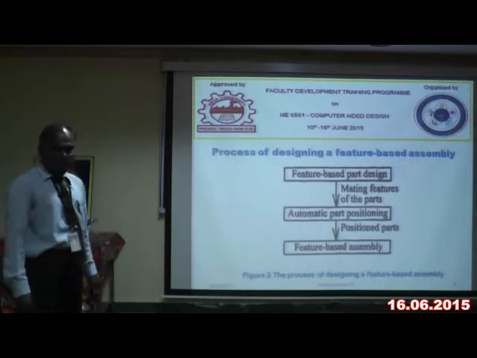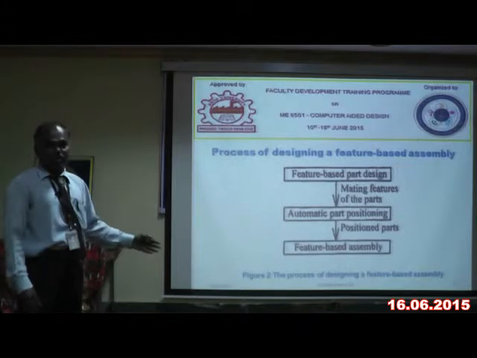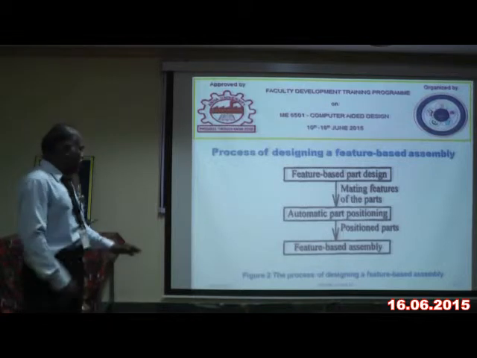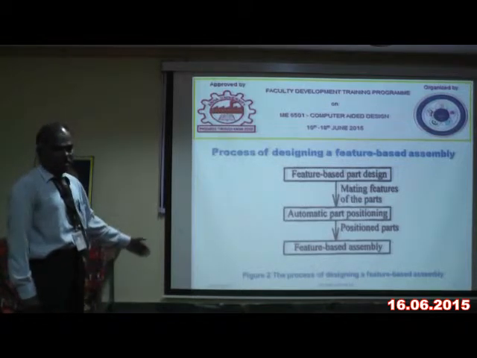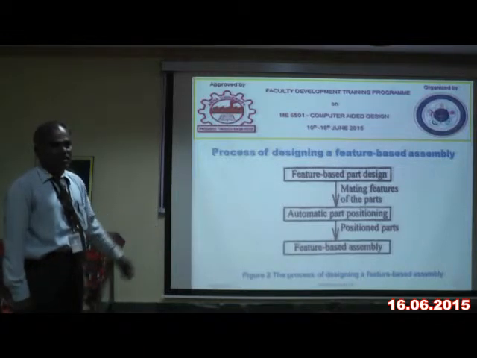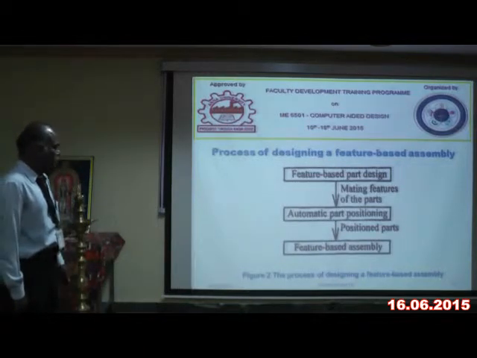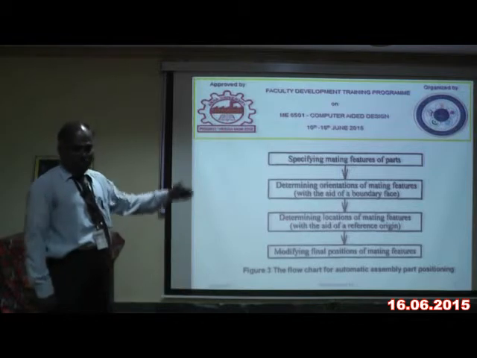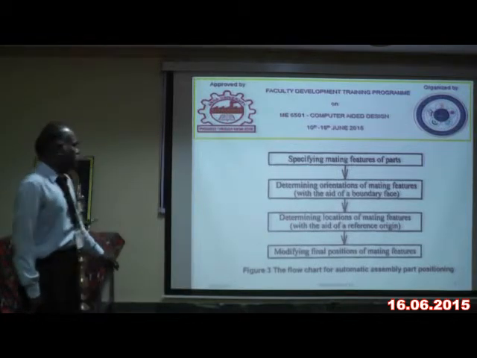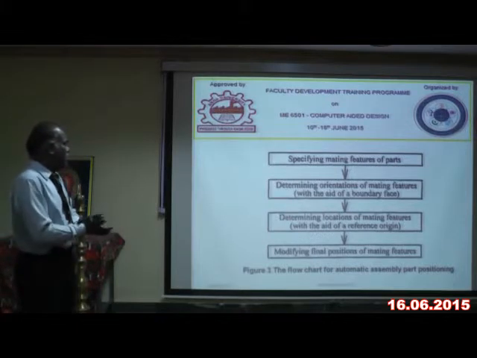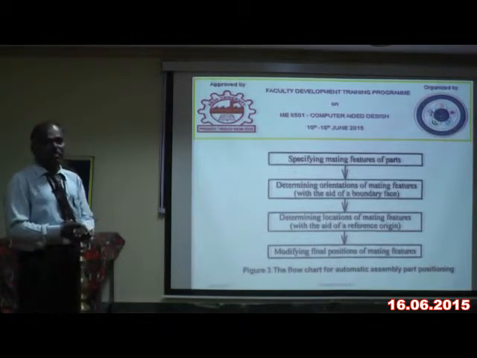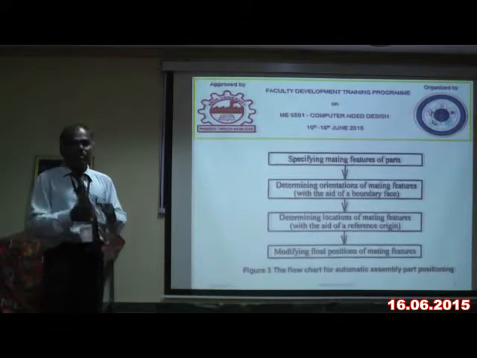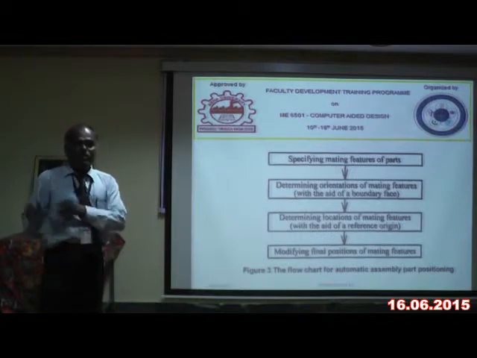And then automatic part positioning, the positioning of the various parts, and then feature-based assemblies. These are the process of designing feature-based assemblies, the initiate process. This is the flow chart, automatic assembly. This is the flow chart: the specific mating feature of the parts, and then determining orientation of mating features. The mating features, male and female part features, should be mentioned in the sequence.